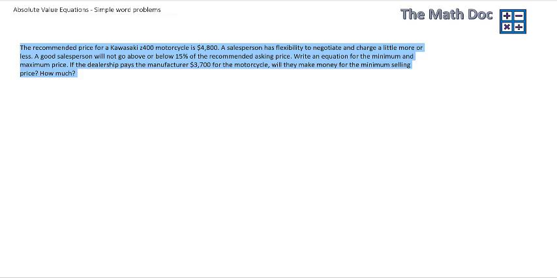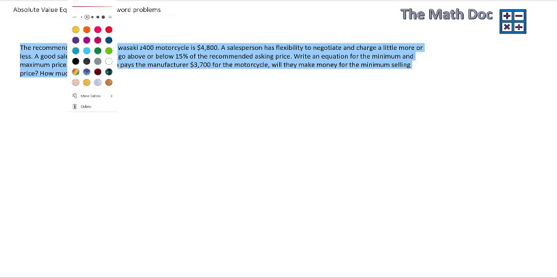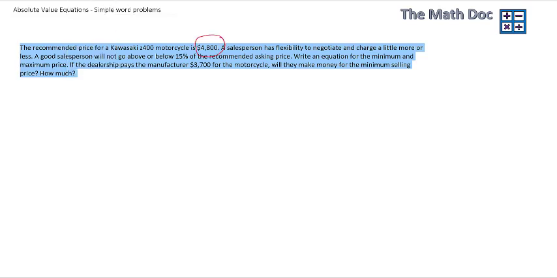So I brought in here a word problem. Let's read it out. We'll highlight the important information and we'll try to build a model like we always do with a word problem. So the recommended price for a Kawasaki Z400 motorcycle is $4,800. Let's highlight that. A salesperson has flexibility to negotiate and charge a little more or less. A good salesperson will not go above or below 15% of the recommended asking price. Write an equation for the minimum and maximum price.